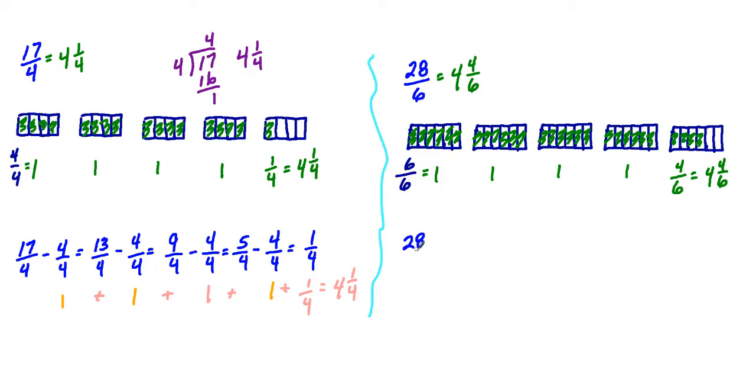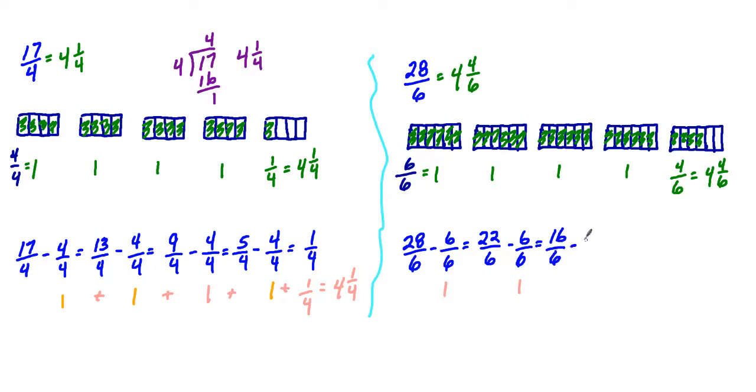So we have 28/6. And we're going to take away 6/6. We're going to take away a whole. That will leave us 28 minus 6 with 22/6, which is enough to take away another whole. So take away 6/6.